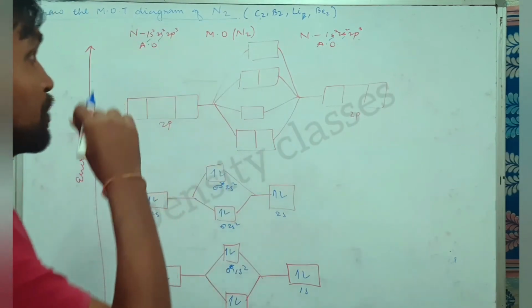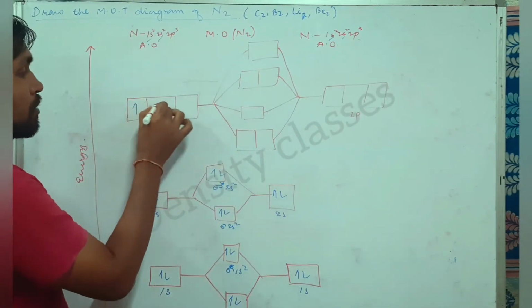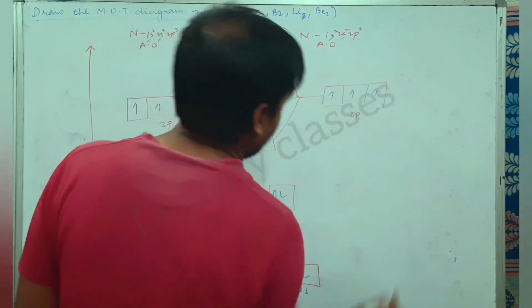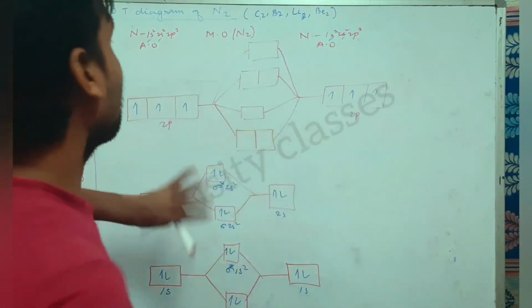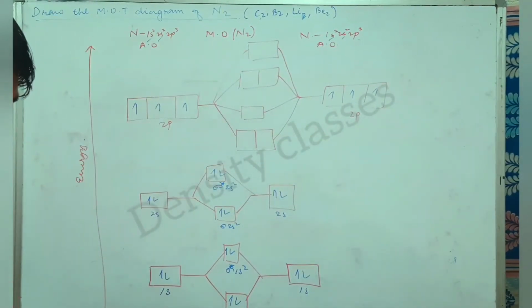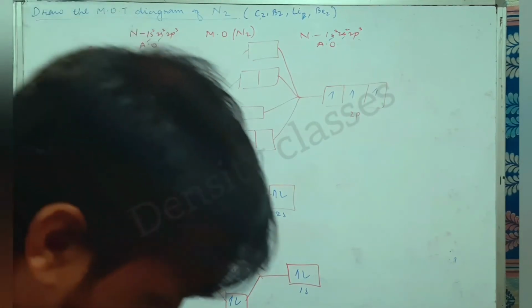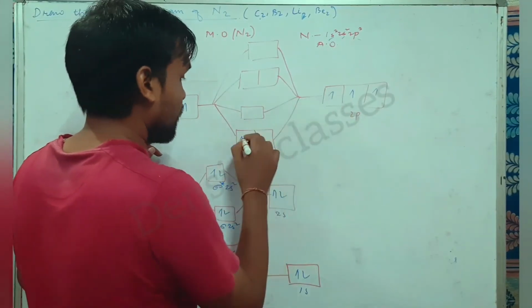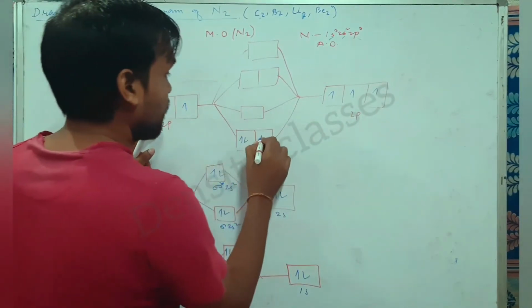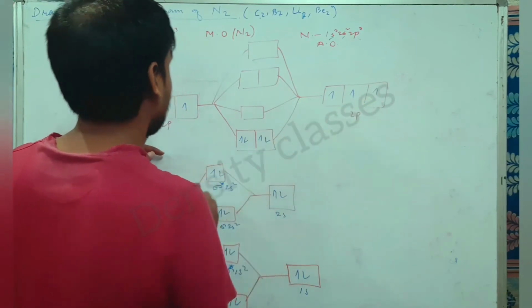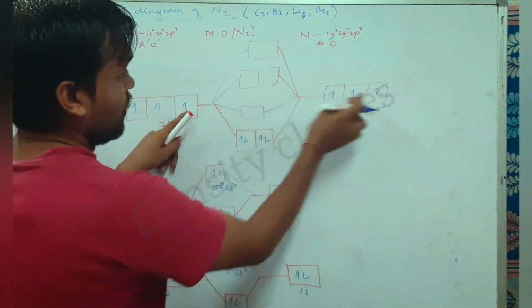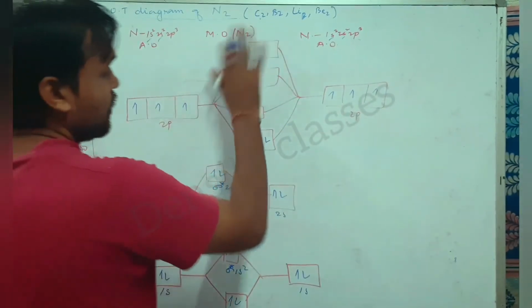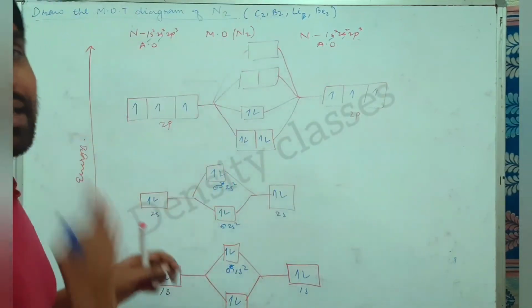Now 2p. How many electrons is 2p? 3. So 2p, 3 means 1 electron here, 1 electron here, 1 electron here. Similarly, 1 electron here, 1 electron here, and 1 electron here. So both the atomic orbitals I have filled with 3 electrons each. Now what do we have to write? 1 electron will be given from here, and 1 electron from here. Done. Now 1 electron is left here, 1 electron is left here, so that one will be given here. Is there any more electron left for anti-bonding? No electrons left, so anti-bonding will be vacant here.